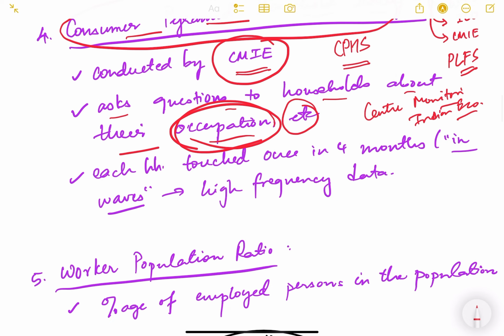and each household touched once in 4 months. So they will touch those households every 4 months. So it is a periodic survey. For example, they have touched these 10 households. So these 10 households will be touched every 4 months.